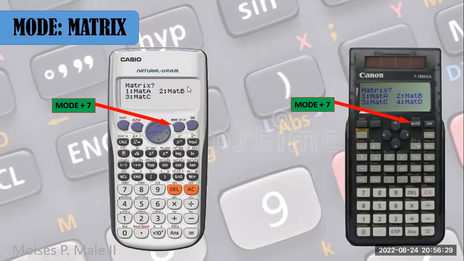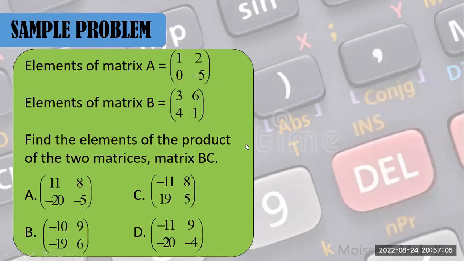Punta tayo sa matrix. Dali lang yung matrix. Sa matrix, mode 7 lang. Tapos, ang kaibahan ng Casio at saka CANON, sa matrix, we have up to tatlong matrix na input. Sa CANON, we have 4. Okay? So, aside from that, yung matrix na malalagay natin sa Casio is only up to 3 by 3 matrix, while for CANON, we have up to 4 by 4 matrix.